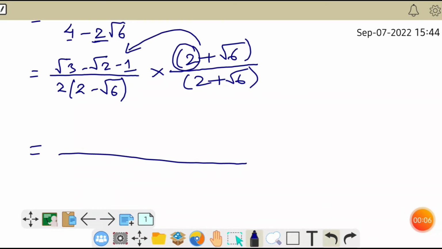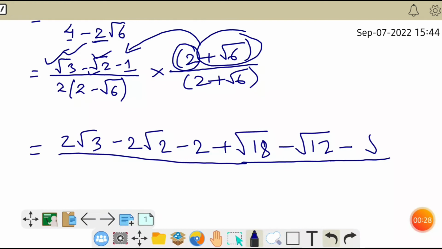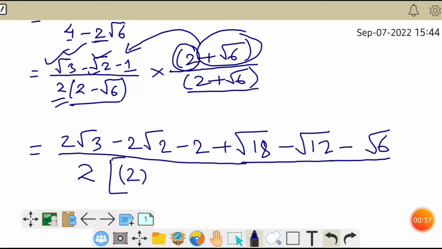First we'll multiply by 2. 2 into root 3 is 2 root 3, minus 2 into root 2 is 2 root 2, minus 2 into 1 is 2. Now by plus root 6: root 6 into root 3 is root 18, minus root 6 into root 2, that is root 12, minus root 6 into 1, root 6. And in the denominator again we have (a minus b) into (a plus b) multiplied by 2. So 2 will be outside and a square minus b square.